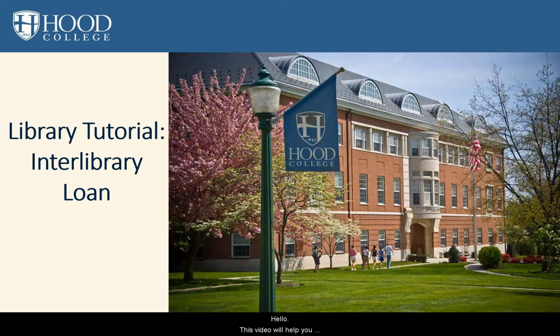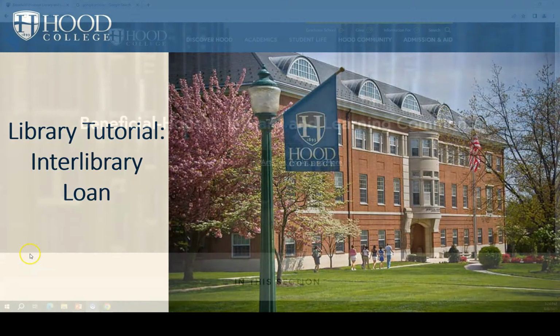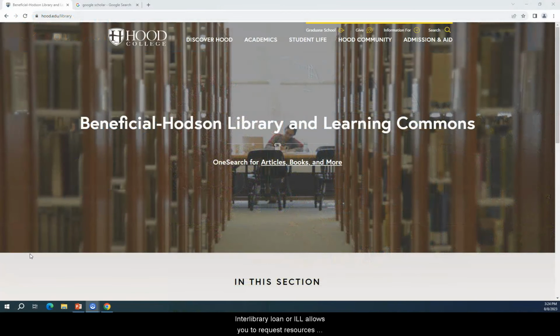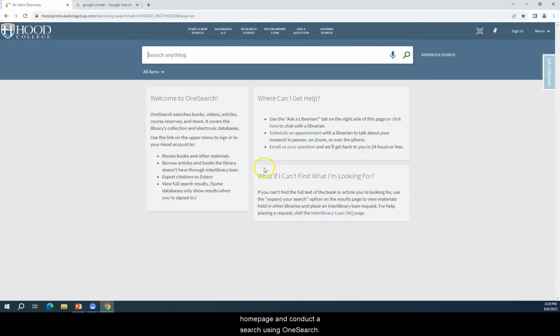Hello, this video will help you understand how to place and manage interlibrary loan requests. Interlibrary Loan, or ILL, allows you to request resources from other libraries that would not otherwise be available. To use ILL, begin at the Hood Library homepage and conduct a search using OneSearch.